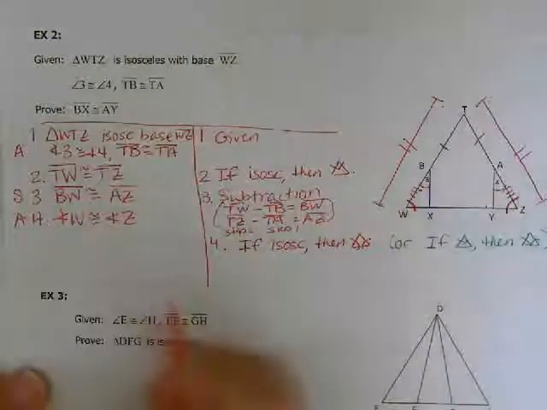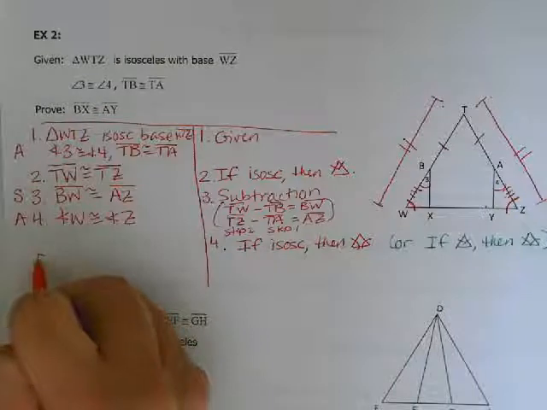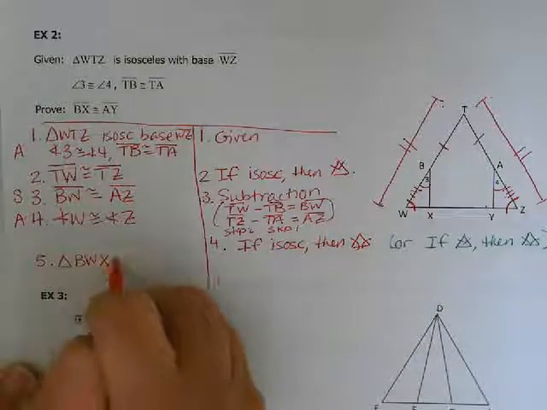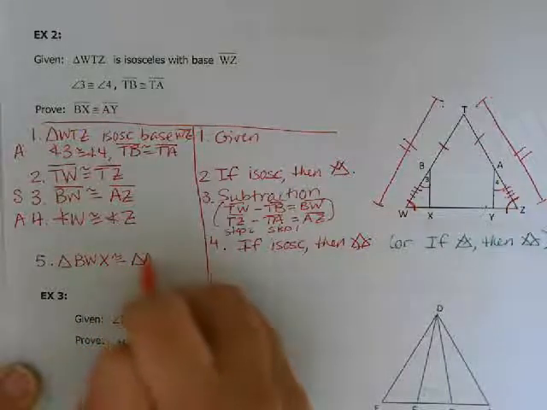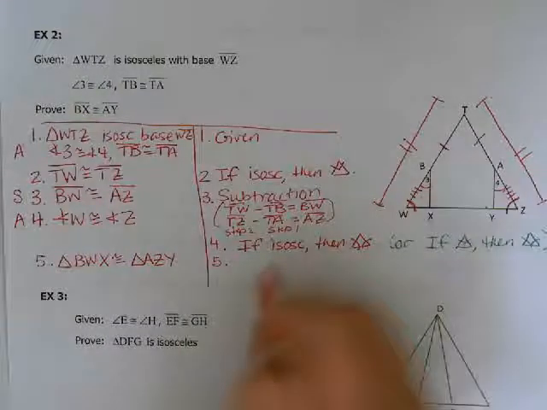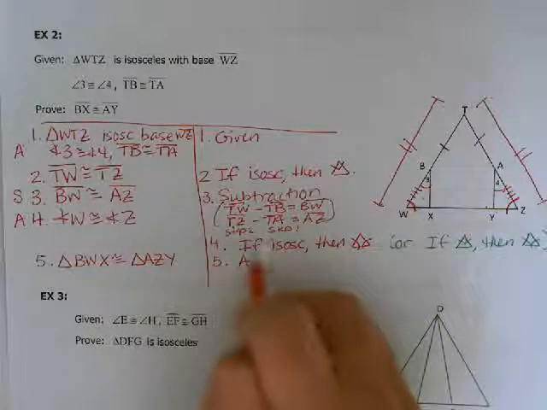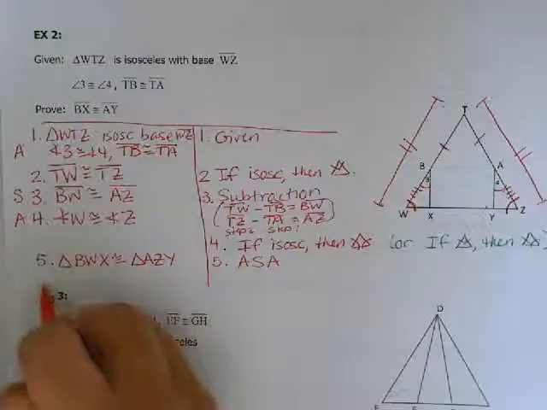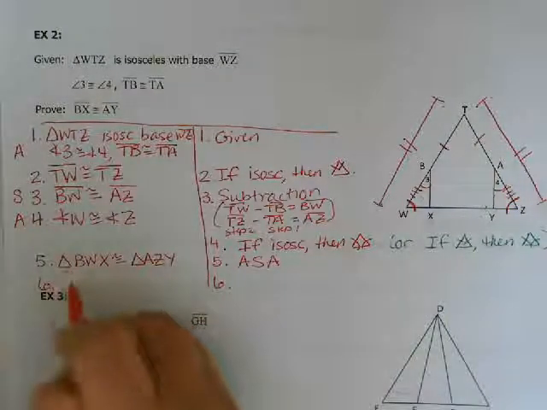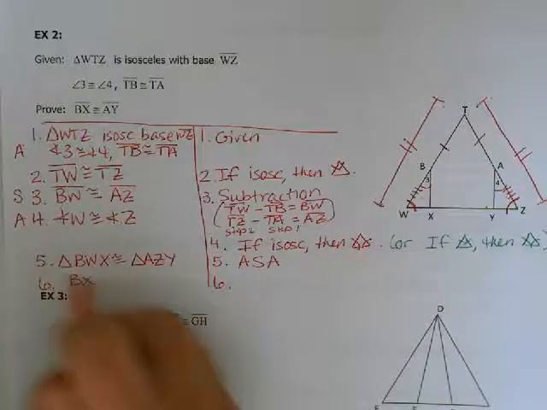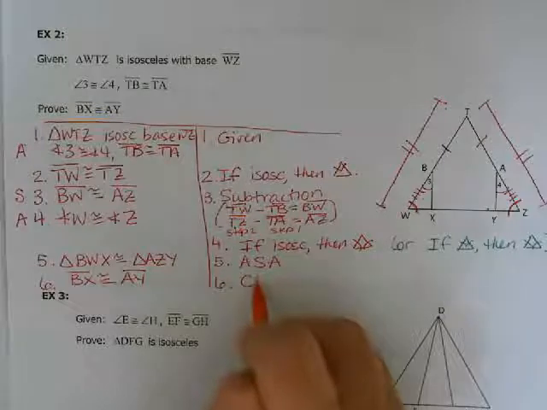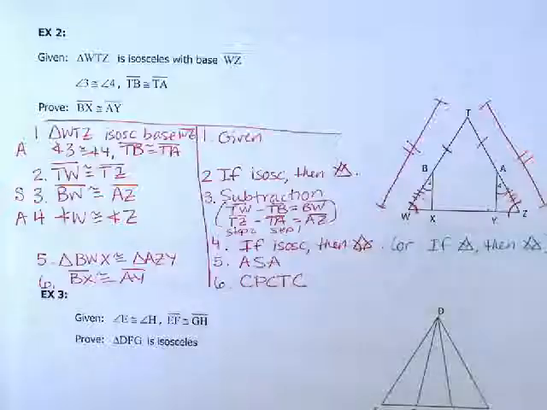Okay. So now in step 5, I can say that triangle BWX is congruent to triangle AZY because of angle, side, angle. Finishing this proof in step 6, we can say that BX is congruent to AY by CPCTC.